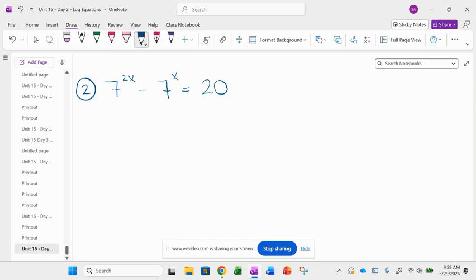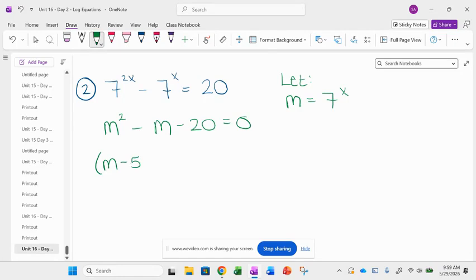So I'm going to use substitution again, just because I like it. So we're going to let m equal 7 to the x power. So then I end up with an m squared minus m. And what do you think I should do with that 20? Move it over. Minus 20 equals 0. So once again, we can factor this. So I'm going to have an m minus 5 and an m plus 4 equals 0. And then we solve.